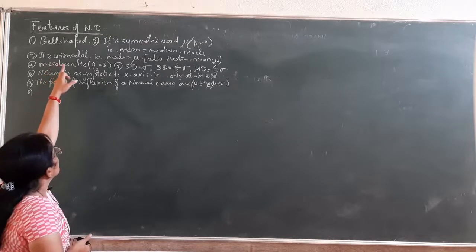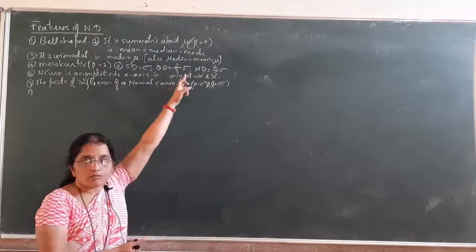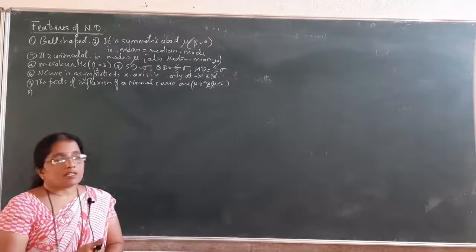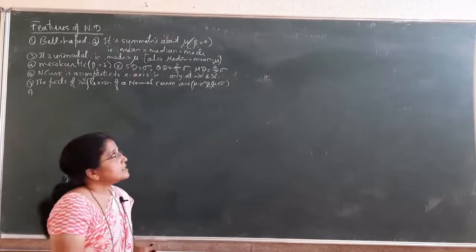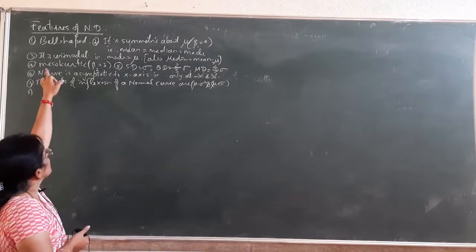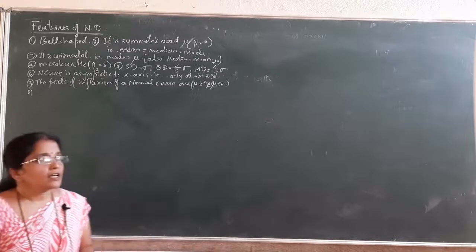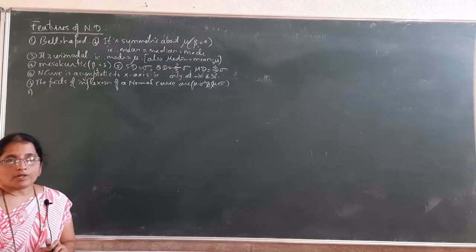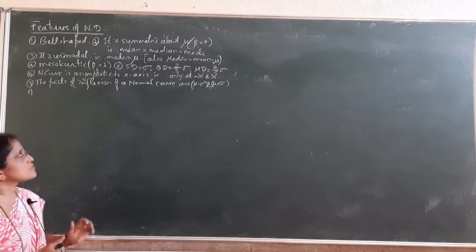First one, it is a bell-shaped curve. Second one, it is symmetric about mu, that is beta 1 equal to 0, or since it is symmetric we can say mean, median and mode are equal. And similarly third one, it is unimodal. Normal distribution has a unique mode and mode is given by mu itself. So mu represents mean, median as well as mode of the normal distribution.